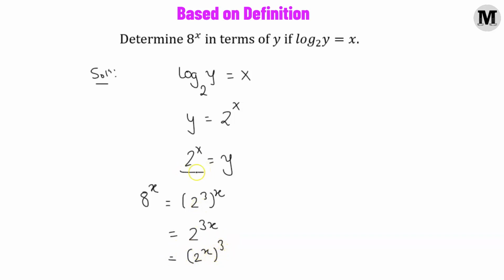Now 2 raised to the power of x, we have already obtained that value is equal to y. So if we substitute this value with y, we can say thus 8 raised to the power of x simply equals y cubed. So this is the final answer. Let's move on to the next problem.